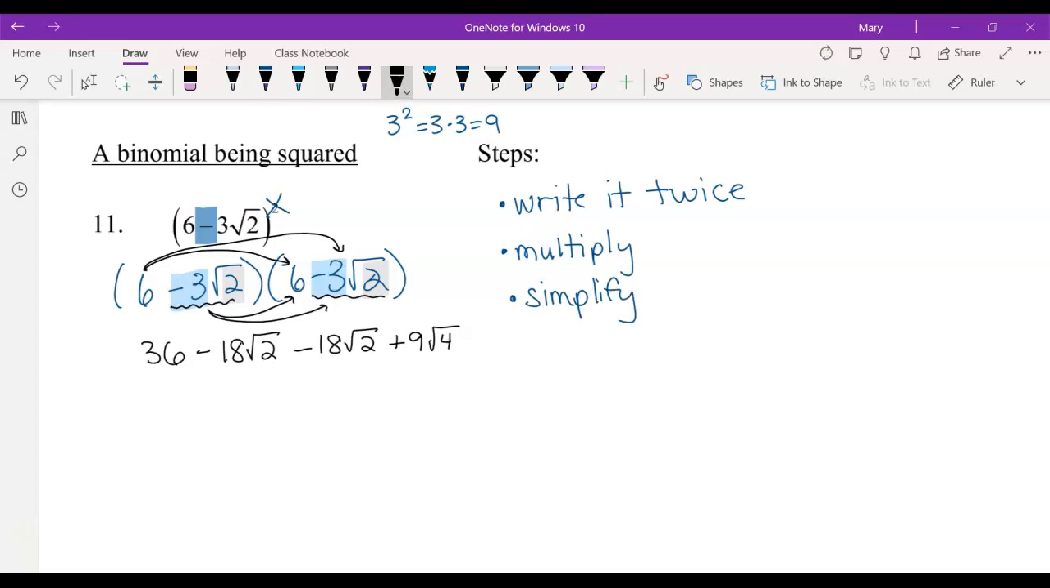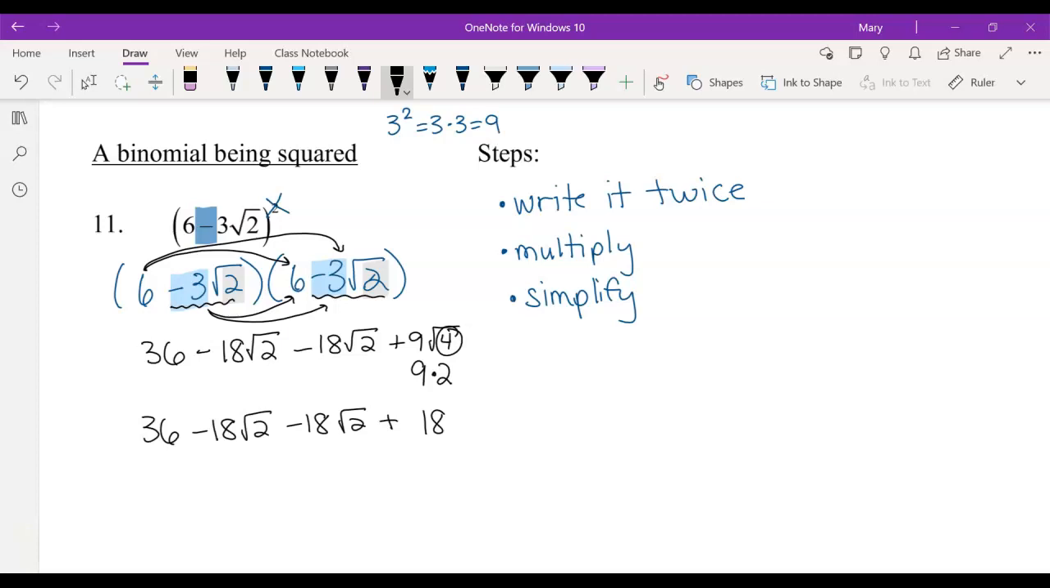So we're going to leave everything alone that can't be simplified further right now, so 36 is fine. 18 root 2 does not break down more, but this last one, the square root of 4, is nice. The square root of 4 is 2. So that last term here is saying 9 times 2, or 18. So our problem, I'm going to rewrite everything just so we keep it all together, is 36 minus 18 root 2 minus 18 root 2 plus 18.